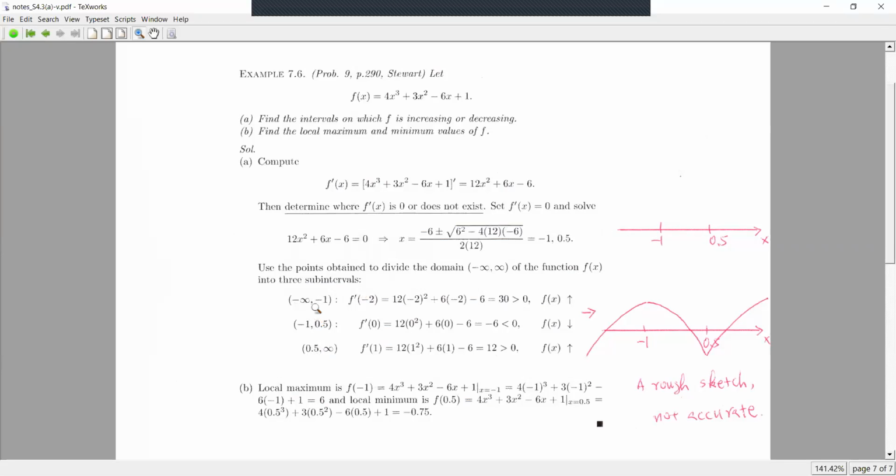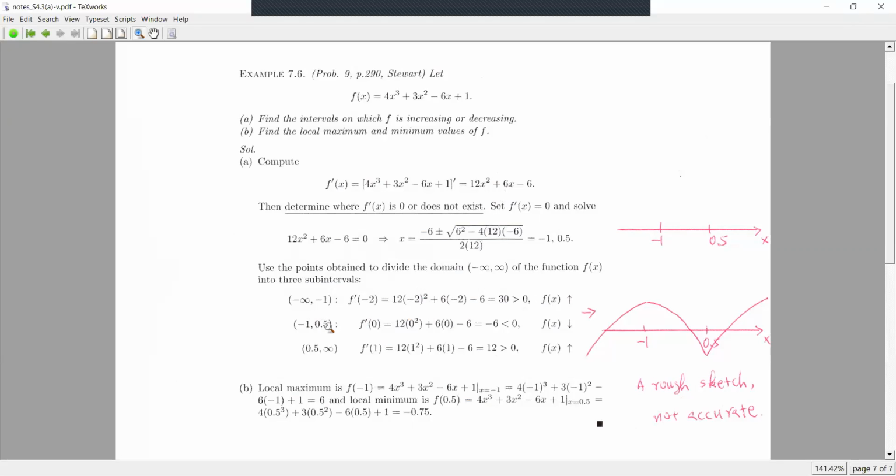From this interval, I arbitrarily pick a point, say -2, and compute the derivative at -2. Plug in -2 for x here. Then I get 30. So the derivative is greater than 0 on this interval. Therefore, the original function is increasing on this interval.